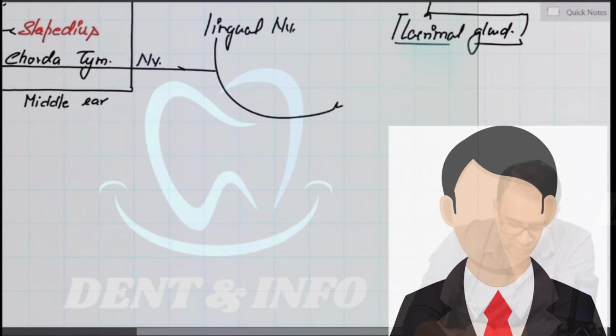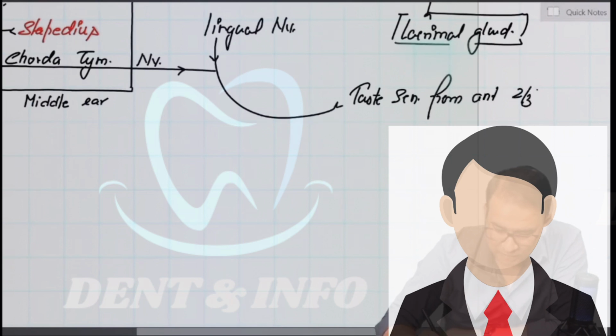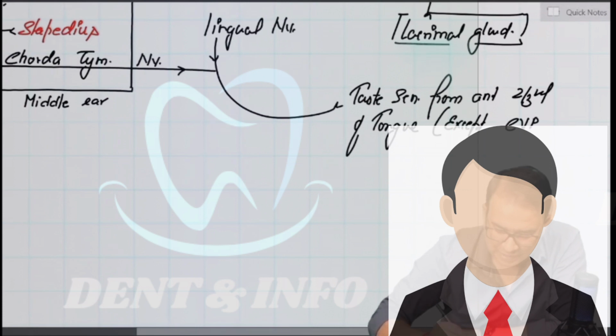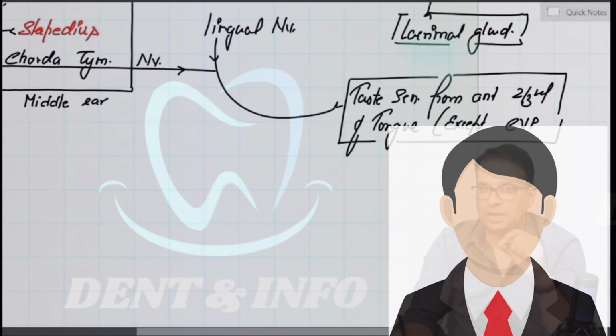So chorda tympani nerve will join with the lingual nerve, and it is joining the lingual nerve so that chorda tympani nerve can take the taste sensation. This time it's taste. Taste sensation from anterior two-third of tongue, except circumvallate papillae, guys. Except circumvallate papillae. Now that's one job of the chorda tympani nerve. It takes the taste sensation from anterior two-third of tongue, except circumvallate papillae.